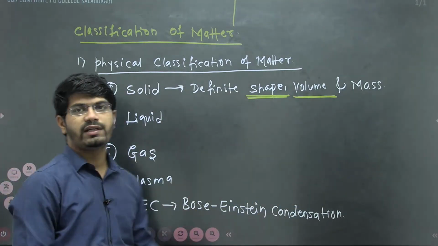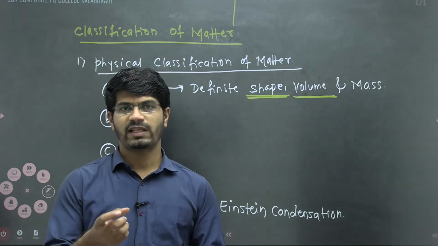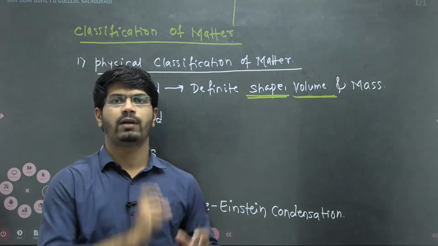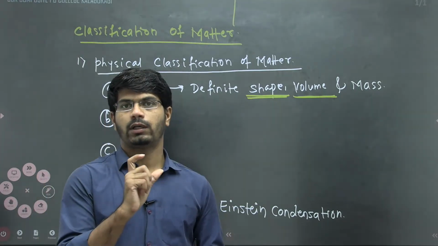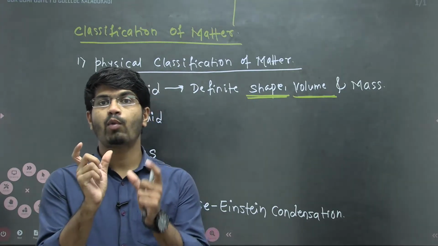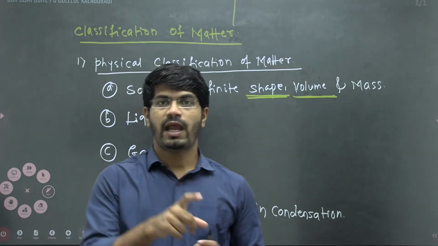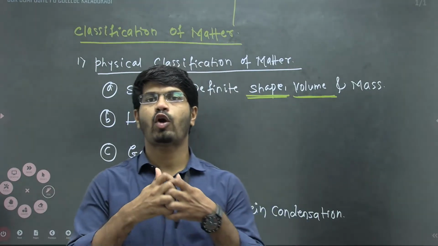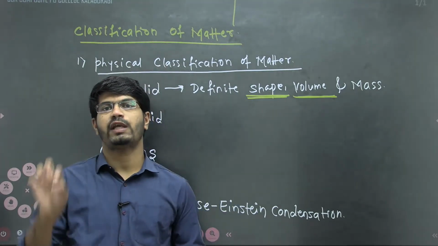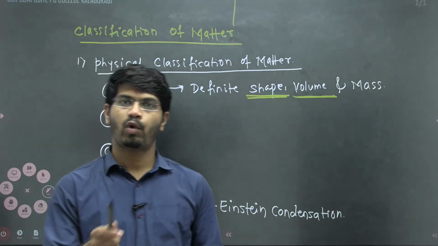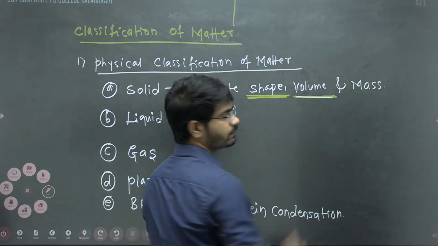Apart from this, the solids are having very small, low intermolecular distance. That means the distance between two molecules of solids is very less, and then they have large or strong intermolecular forces. That means the force between two molecules is very strong. Since they have strong intermolecular force, they are very compactly packed. Due to the strong intermolecular forces, they exist with a proper shape. Therefore, they have proper volume.